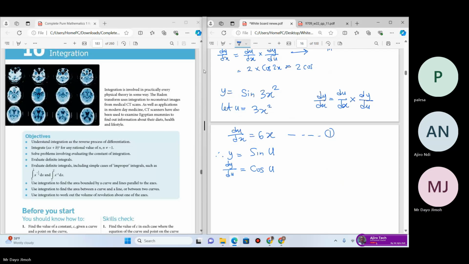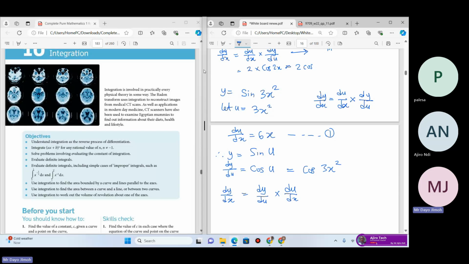Now, but u has a value, right? u is 3x squared, isn't it? That means this is cos 3x squared. So at this point, you can now find dy dx, which I can write as dy du multiplied by du dx, isn't it? dy dx is equal to dy du times du dx.